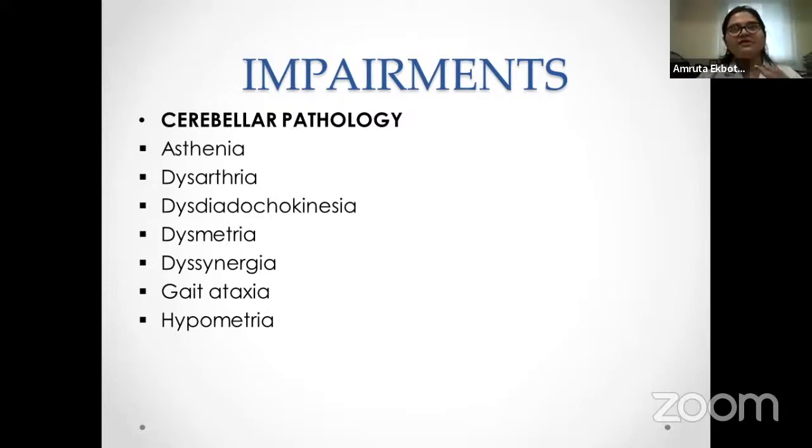Then hypometria is where the judgment of the distance is such that the movement is going to occur in a way where the distance is short. Like if the object is placed at a certain distance, the movement will occur, but it will not reach the object appropriately.